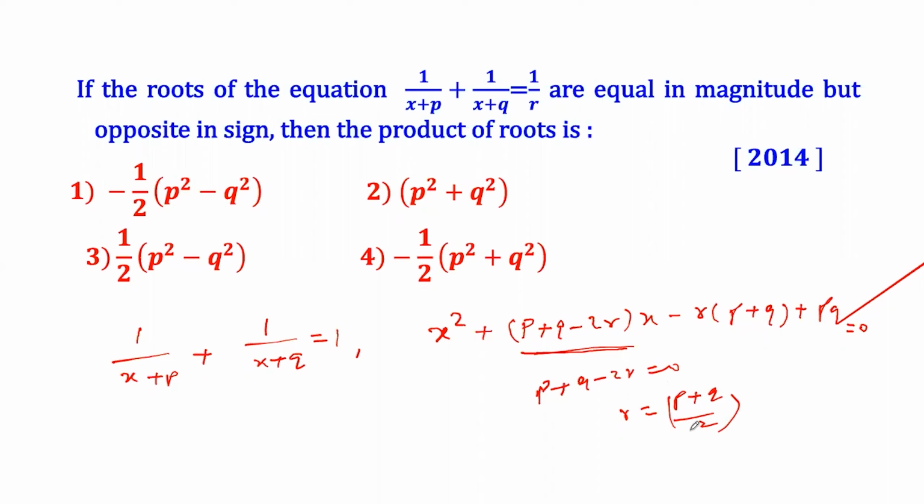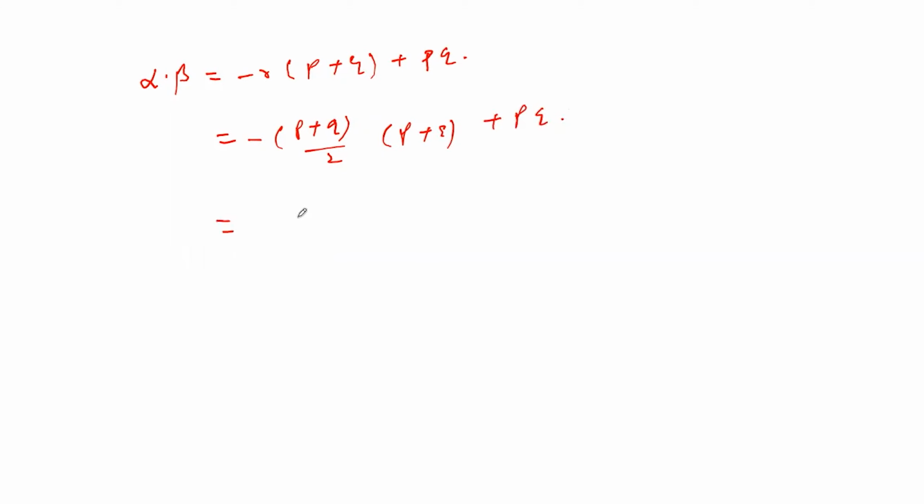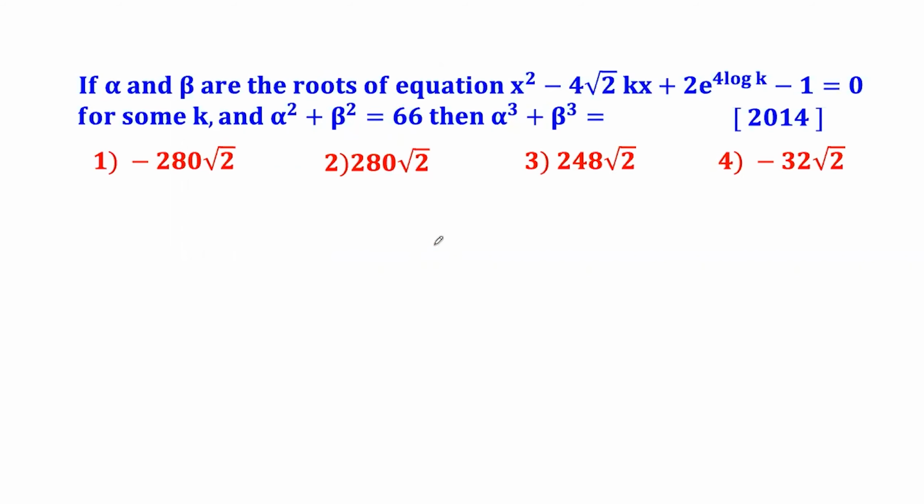Okay. And what we have to find? We have to find product of the roots, right? We have the relation, and the product of the roots alpha into beta is nothing but minus r into (p plus q) plus pq. Put the value of r, minus of (p plus q) by 2 into (p plus q) plus pq. You are getting minus of (p square plus q square) by 2. This is again a simple question, but essentially you have to use the basic formulas. 100% you are getting the answer on this, right?